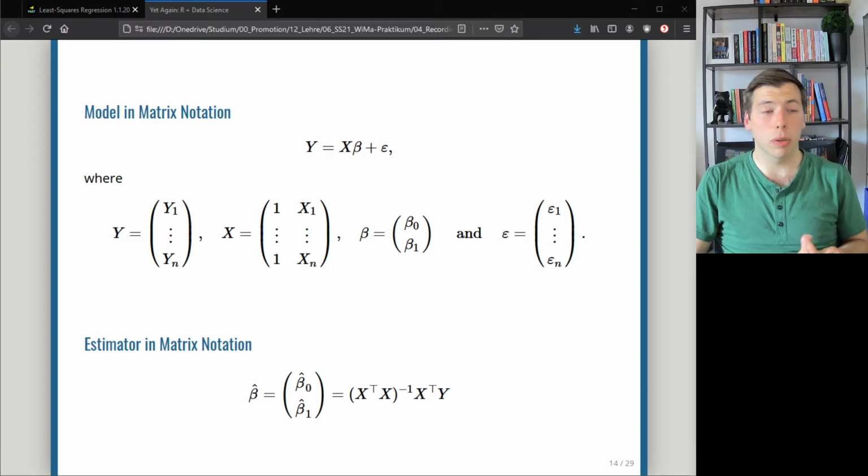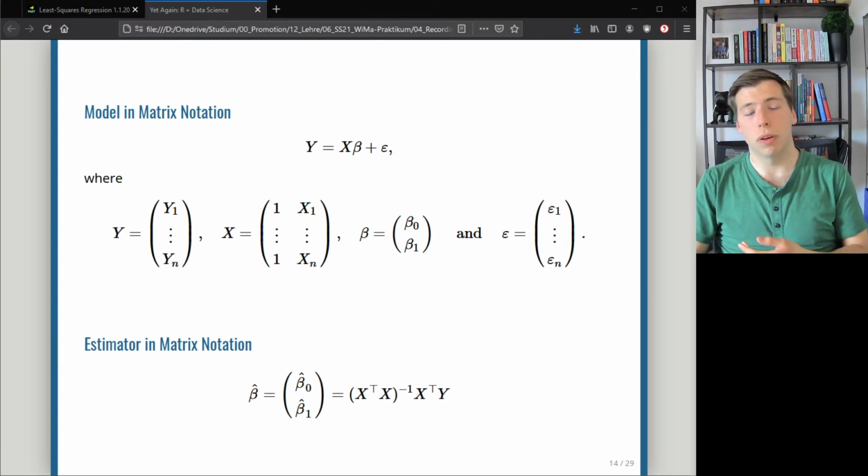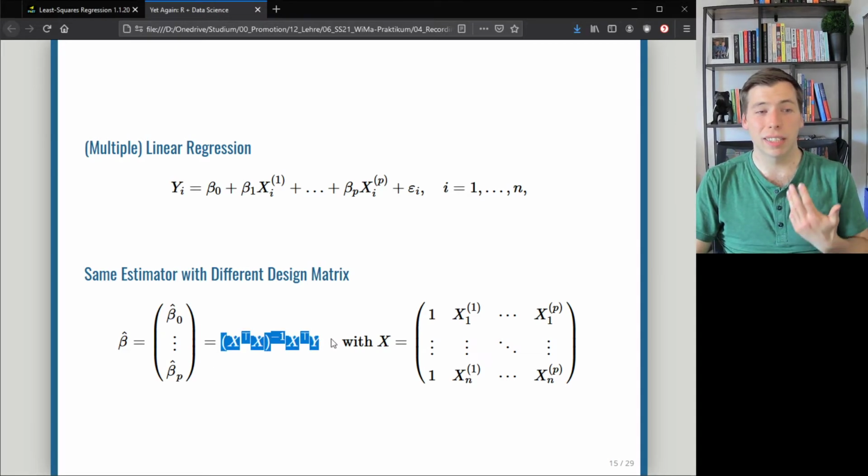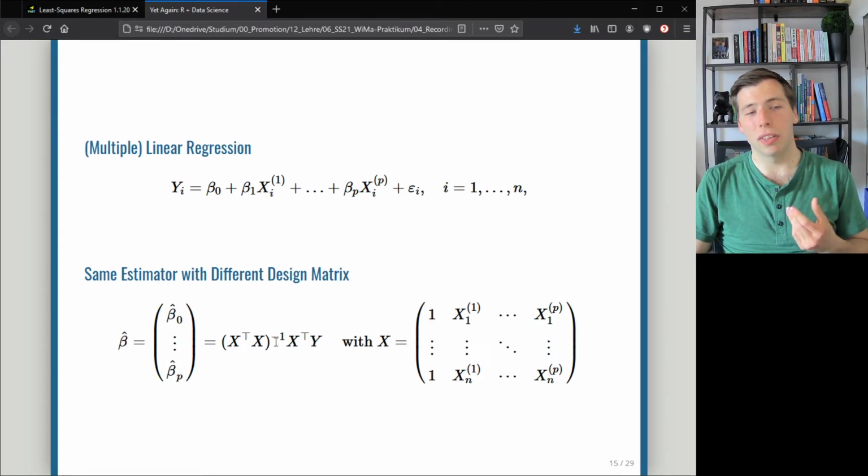And the nice thing about this formula is that it actually generalizes well for the multivariate case. So if we have more than one predictor, then we can use the exact same estimator. So this is the exact same form, but it will simply give us more predictors. And the only difference in this is that the X matrix changes. It doesn't only have 2 columns, because it has more than this one predictor, but it has actually p predictors. That's the only thing that changes.